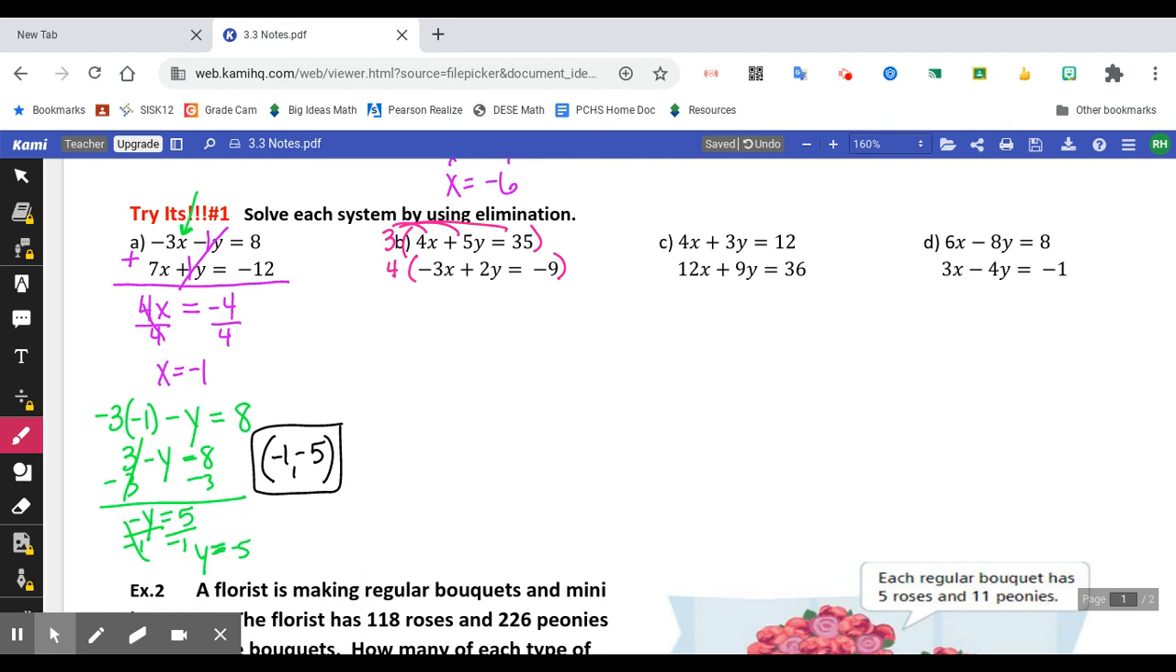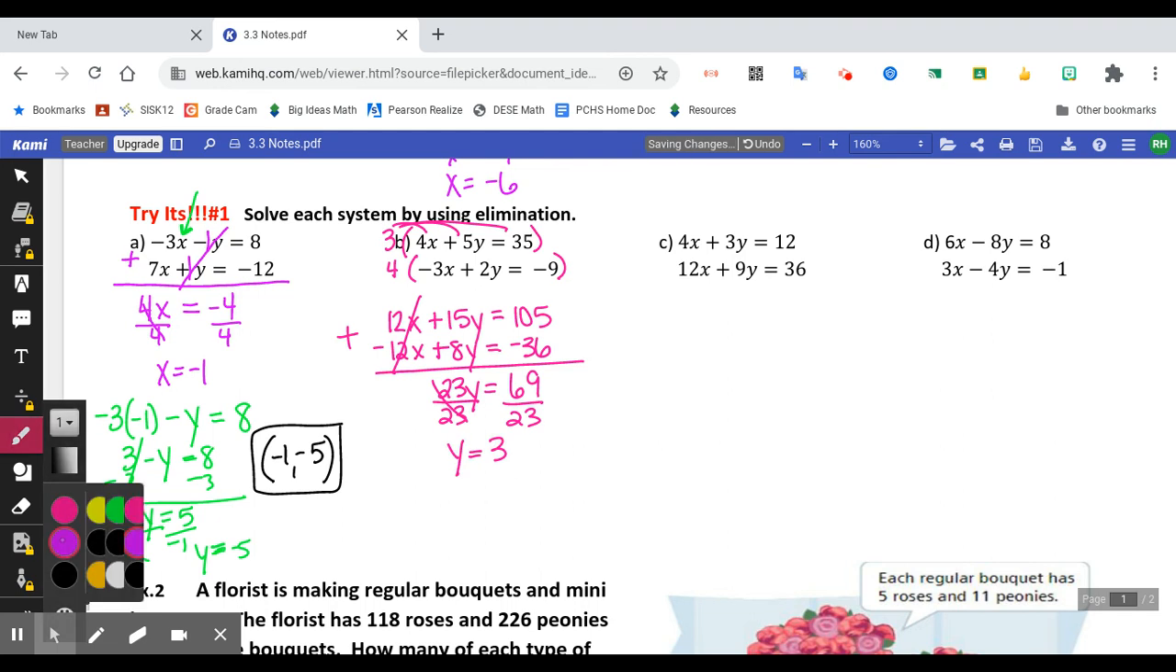So let's distribute the top. This would give me 12x plus 15y equals 105. Bottom would be -12x plus 8y equals -36. Big addition problem. My 12s are eliminated. 15 plus 8 gives me 23y equals 105 minus 36 is 69. Divide by 23, and y equals 3.